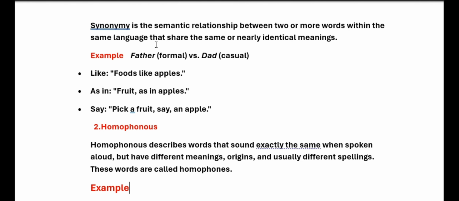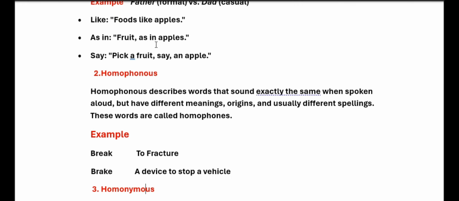For example, take an example like father and dad. They are both different words, but their meaning is similar. Okay, so the relationship between these two words is known as synonymy. Like the words like, as in, say, they have similar meaning. The example is given: food, like apples, fruit; as in, apples, pick a fruit; say, an apple. Okay, now these three words have similar meaning. The relationship between these words is called synonymy, and these words are known as synonyms. Okay.